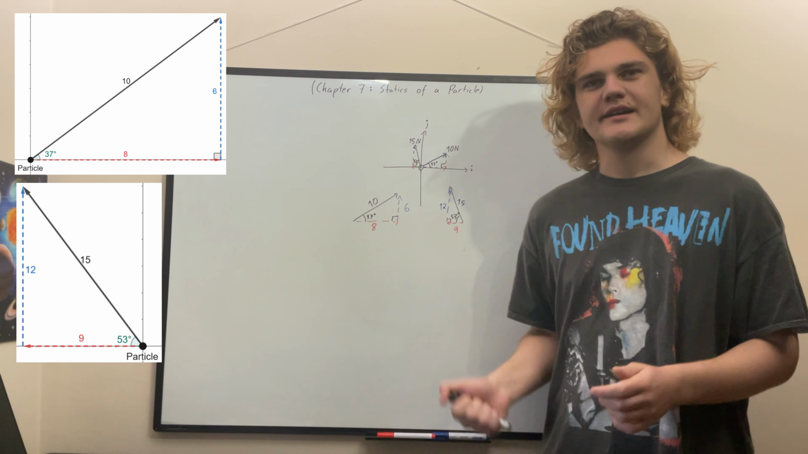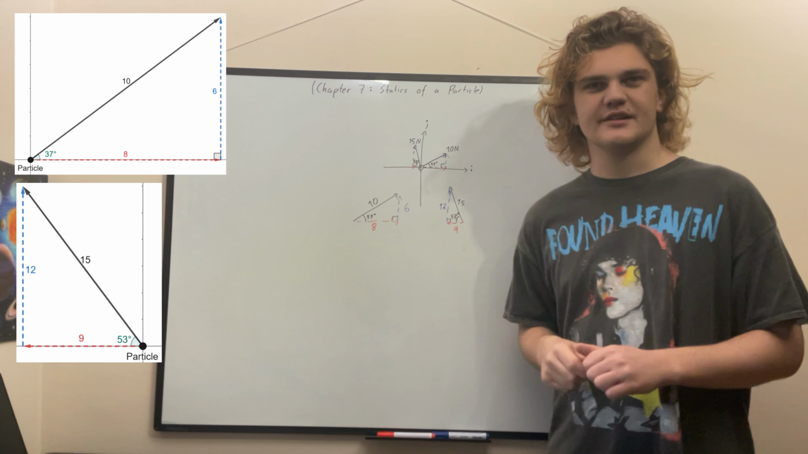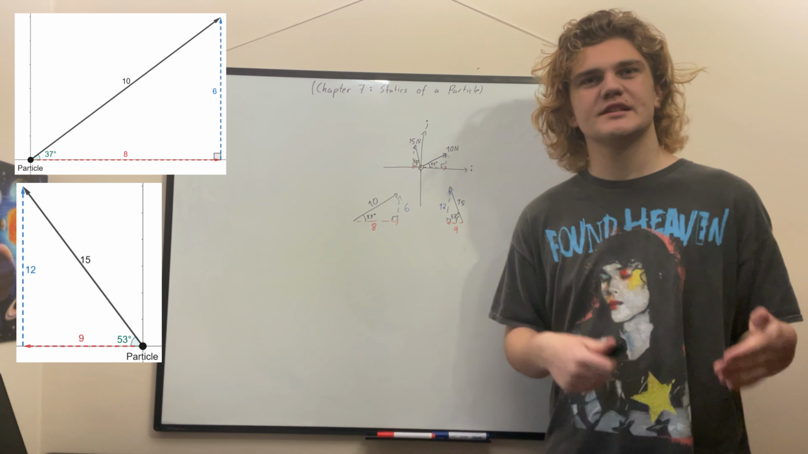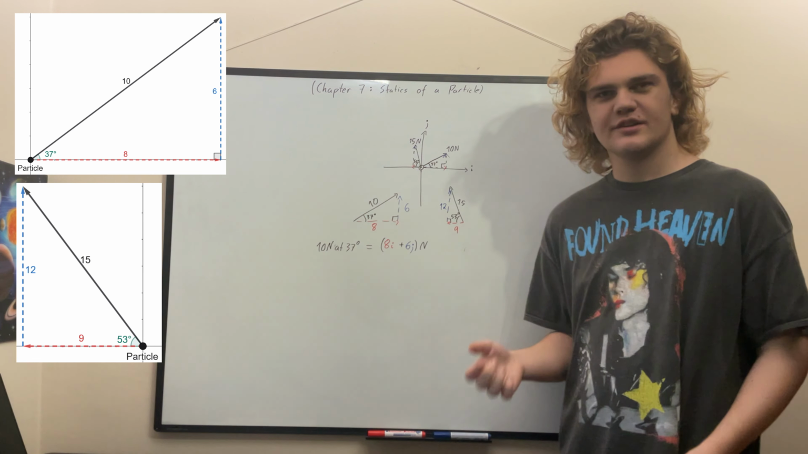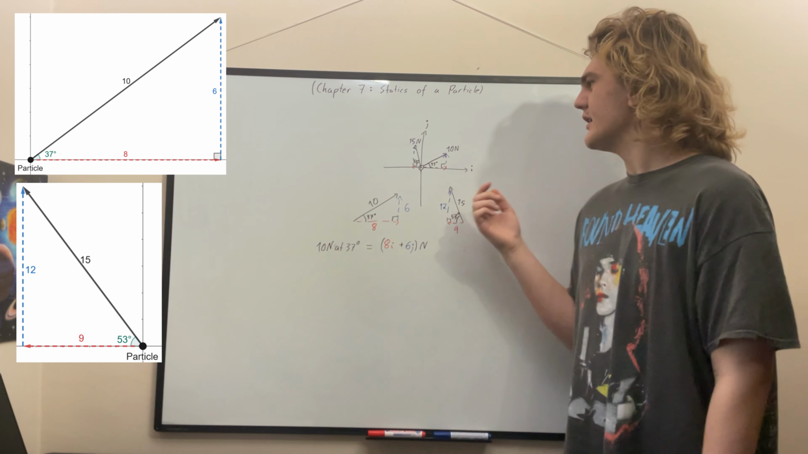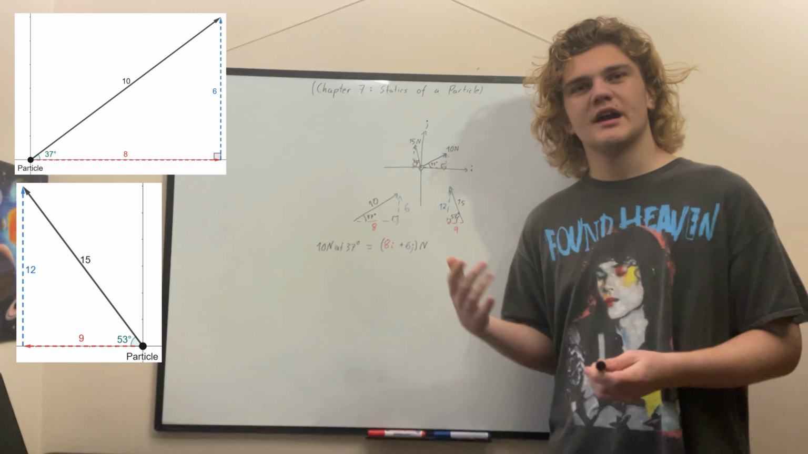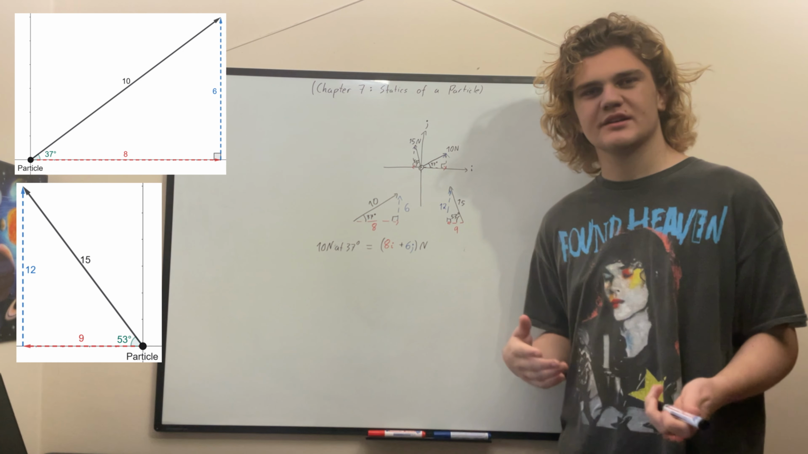In mechanics and in other areas of math, we can write this in a certain type of notation. We call this the IJ notation. The IJ notation is a very handy way to write out your different vectors because it splits them into components that we can compare and add together or subtract together.